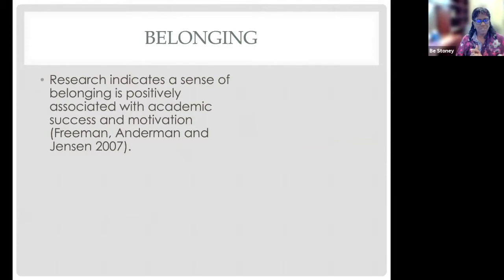Empirical studies have shown that perception of school and campus belonging is linked to positive psychological outcomes, whether those are emotional outcomes or mental health. And we know how we deal with mental health every day with our students.